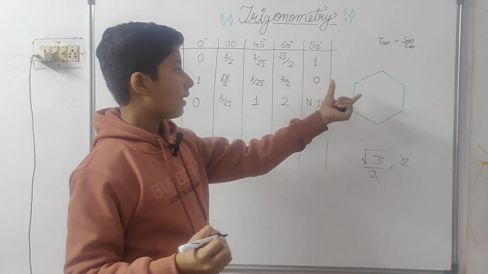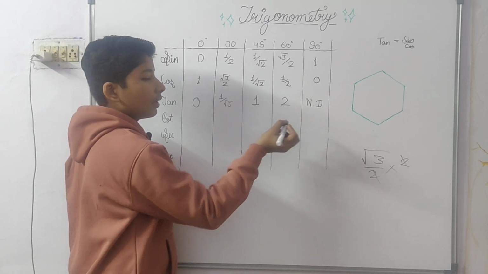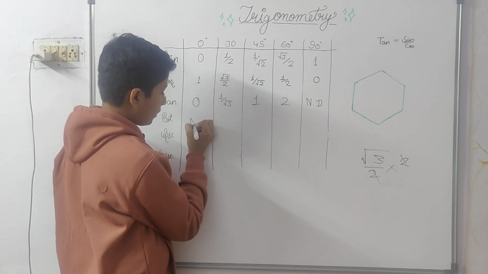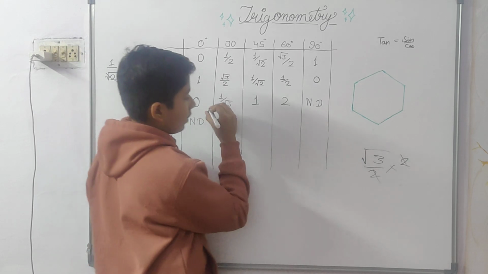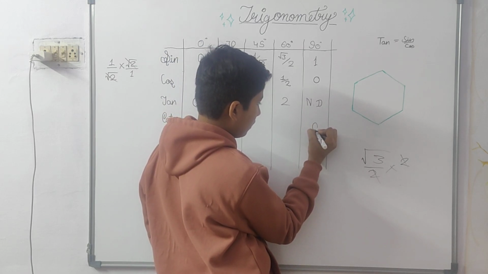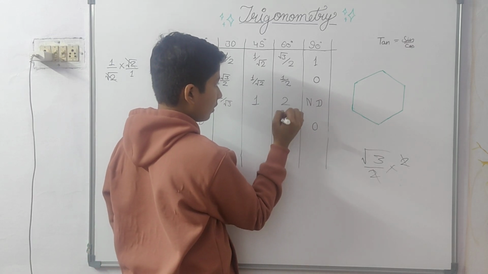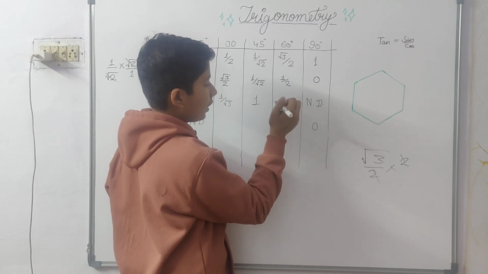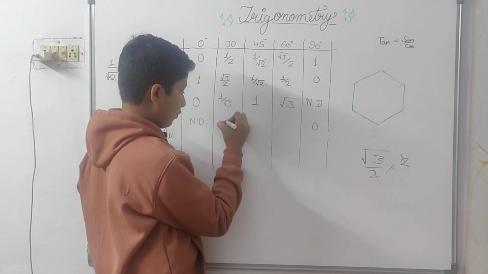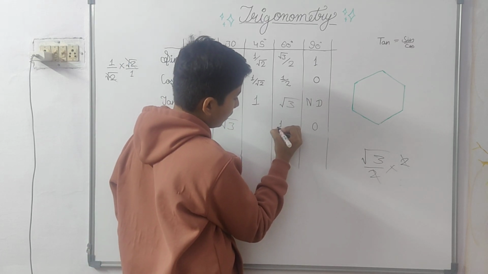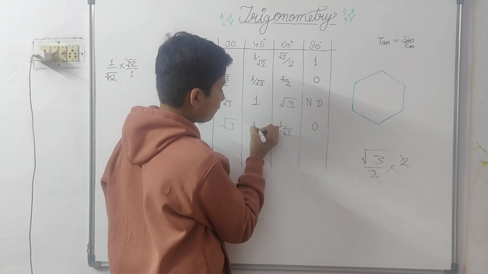Okay. And at last I will explain you this also. Now what is cot? Again just reverse it. ND. Now this will come here. Okay, this is reversed. Now 1 by root 3 here. Wait, this would be root 3, not 2. Here would be root 3. Now here will be 1 by root 3. 1 as it is.